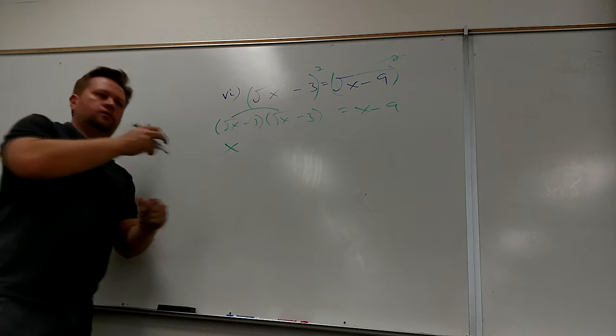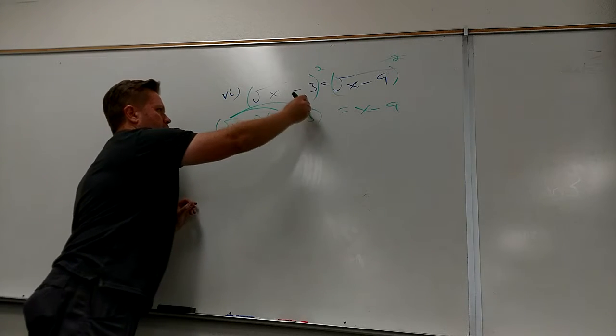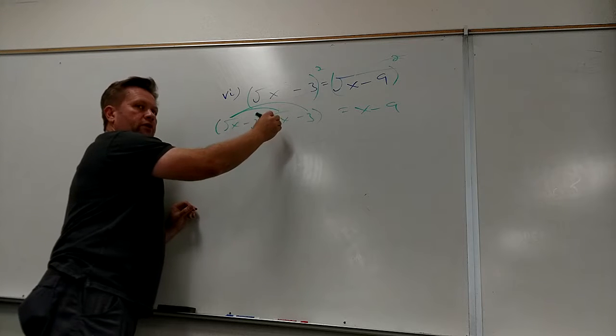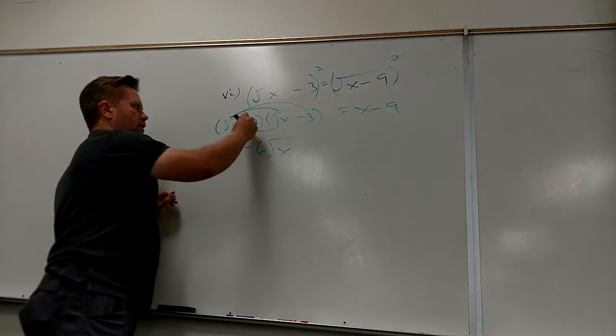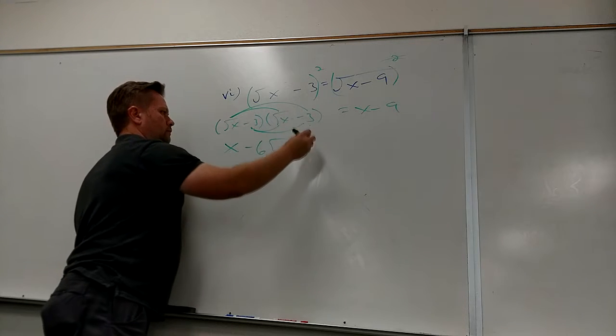Oh. And then I get negative 3 of them minus another 3 of them. I get minus 6 of them. And then at the end I get plus 9.